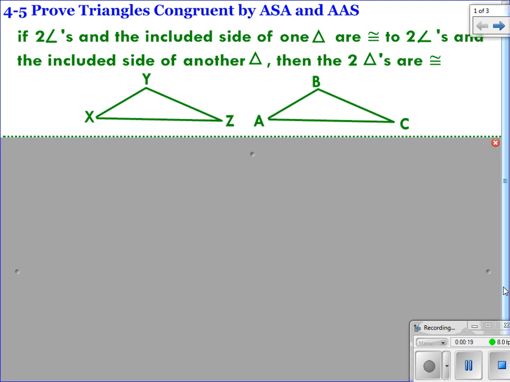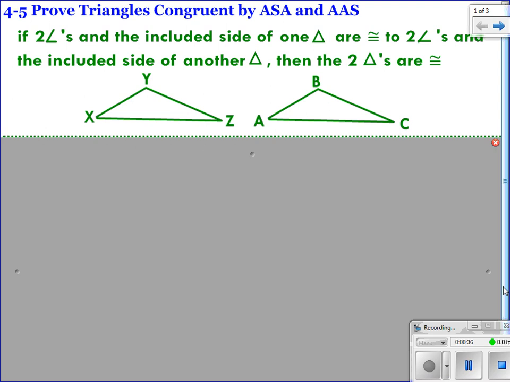So looking at these two shortcuts up here in blue, which one would be the two angles with the included side? ASA, okay, the one right in between the two angles. So we're going to need to label these pictures with markings that would follow ASA.